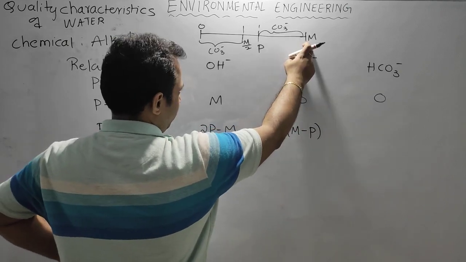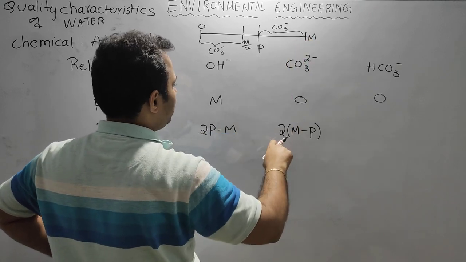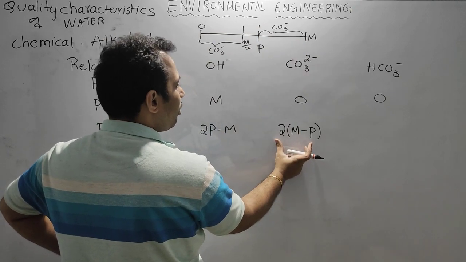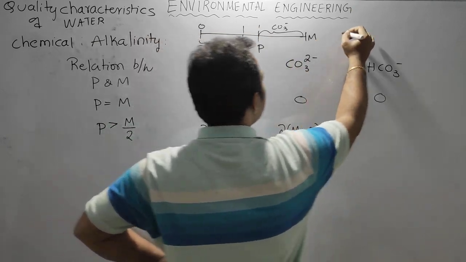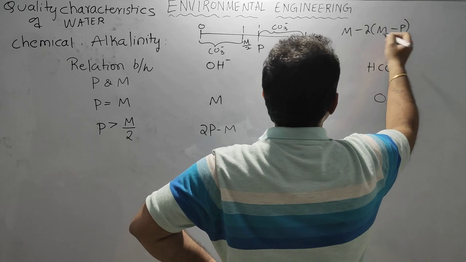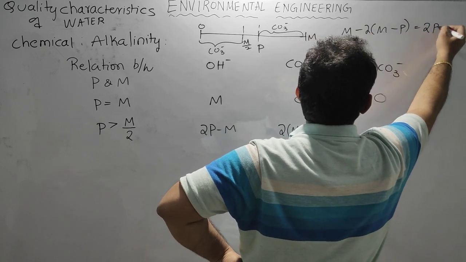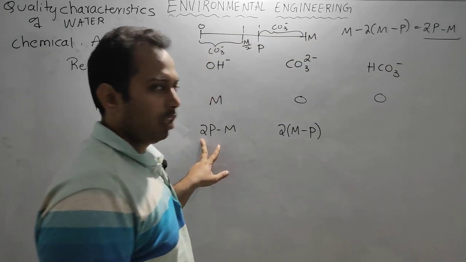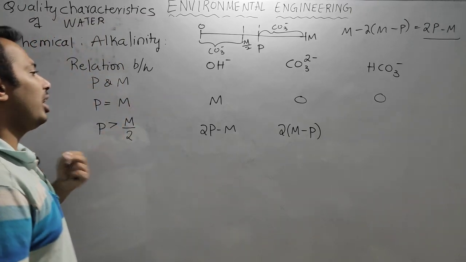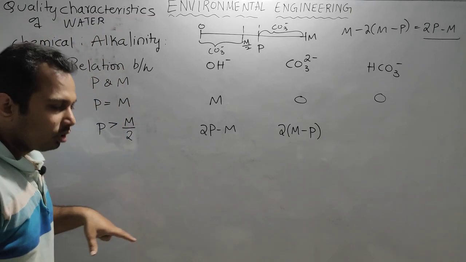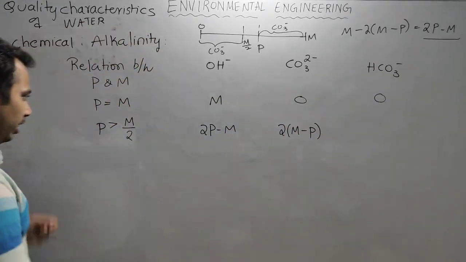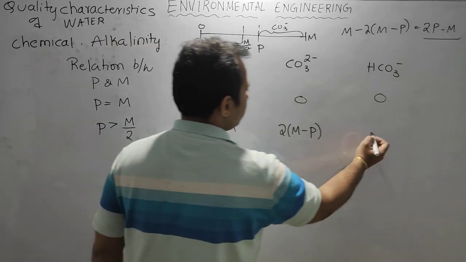So total this is M. M is the total, in this is CO3 2 minus. So M minus this, that means M minus 2 into (M minus P), which is nothing but 2P minus M. So this is OH minus alkalinity. Are you getting what I am saying? So whatever concepts we have discussed, using those concepts we can easily frame these formulas. So now this is 0.